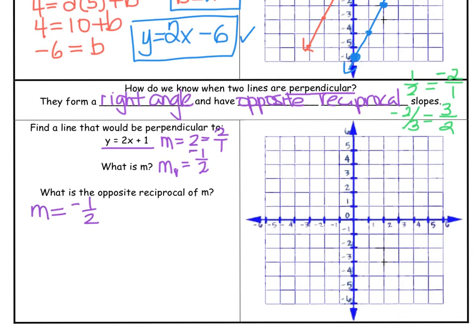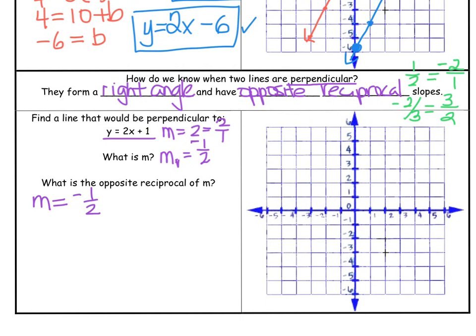So I want to see if this new line with a slope of negative 1/2 passes through the point -2, -2. So this is my x value and this is my y value. So the slope is negative 1/2. It's the opposite reciprocal of 2. My x value is negative 2, and my y value is also negative 2. So we are looking for b.